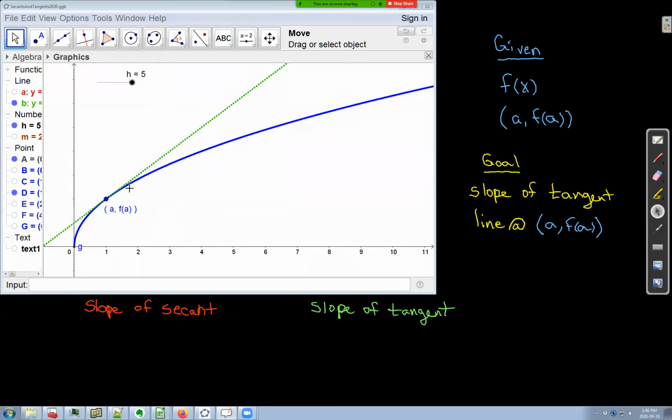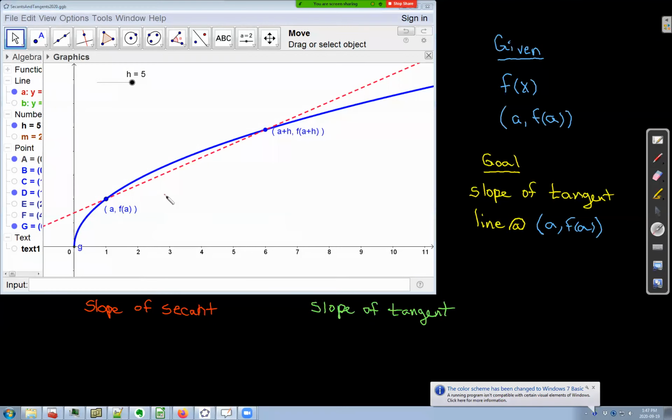What Newton did was he introduced another line. So let's get rid of the tangent line for a minute. And he introduced this red line, which is called a secant line. How did he get this line? Well, he took the point that he started with, and then he just added a little bit to the x coordinate. That's what this h is. The h is the little bit that he's adding.